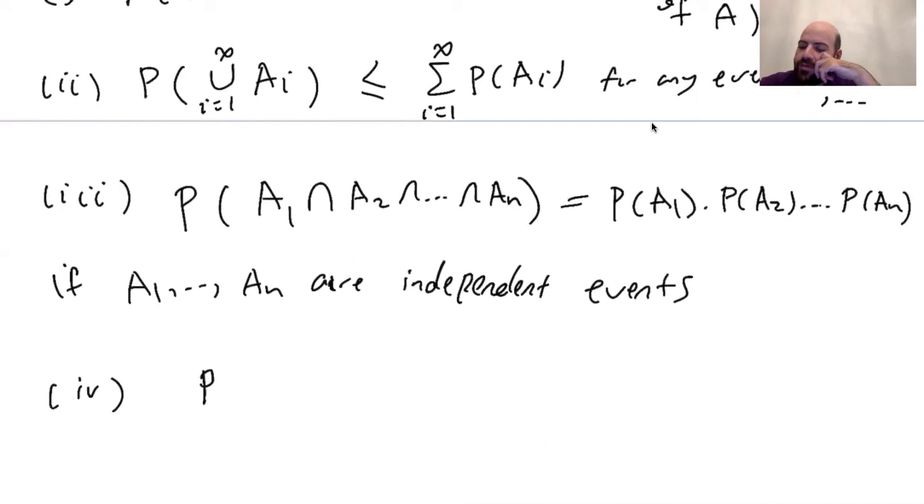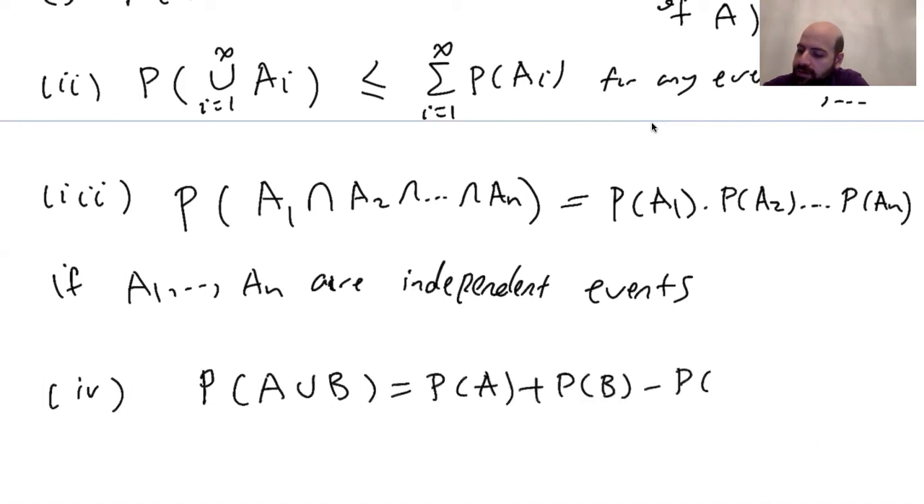Fourth one, probability. So we can also look at, for example, probability A union B. So that's also a famous formula. Probability of A union B can be defined in terms of P of A and P of B. Probability of A union B is equal to P of A plus P of B minus P of A intersection B.